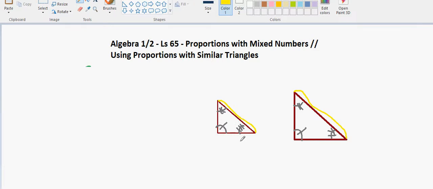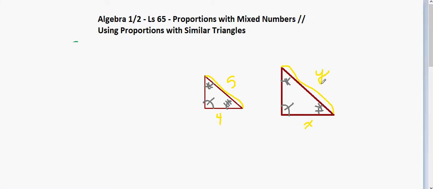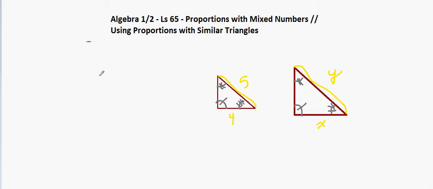Let's say that this is worth 4, this is worth 5. This is worth x, this is worth y. Let's say this 2 is 2 and this is 3. Okay, I can say 2 over 3 is in proportion, is equal to 5 over y.